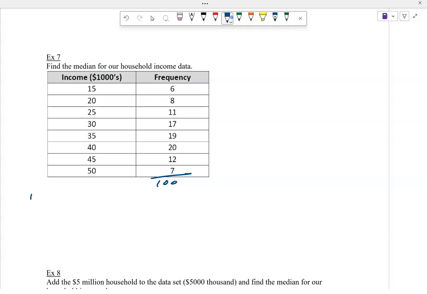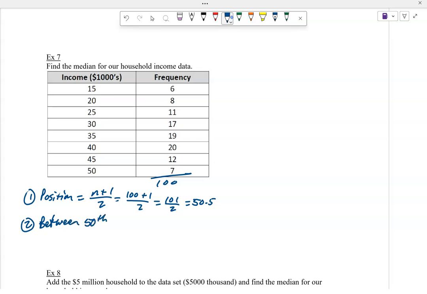So where is the position of the median? What position is it in? N plus 1 over 2. Well, I have 100 of these households plus 1 over 2, so it's 101 over 2, so it's 50.5. Since there's 100, there's an even amount, so it's between the 50th and the 51st data values. So I need to find the average or the mean of those two data values.